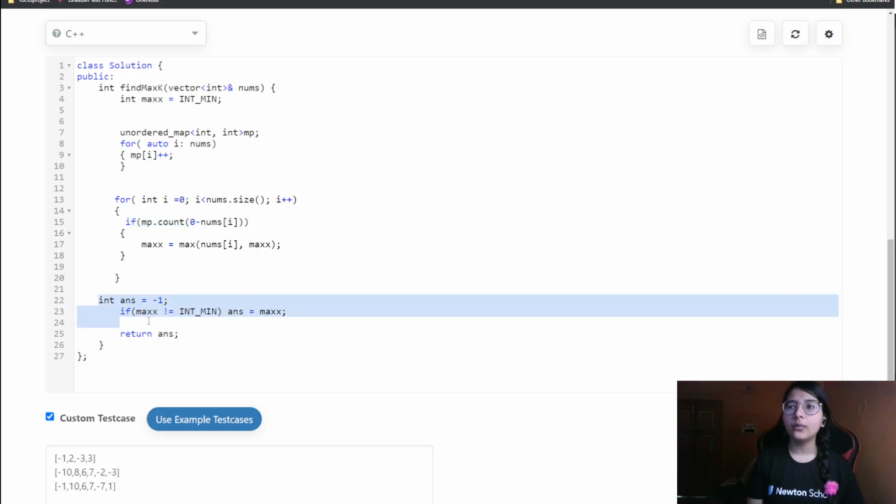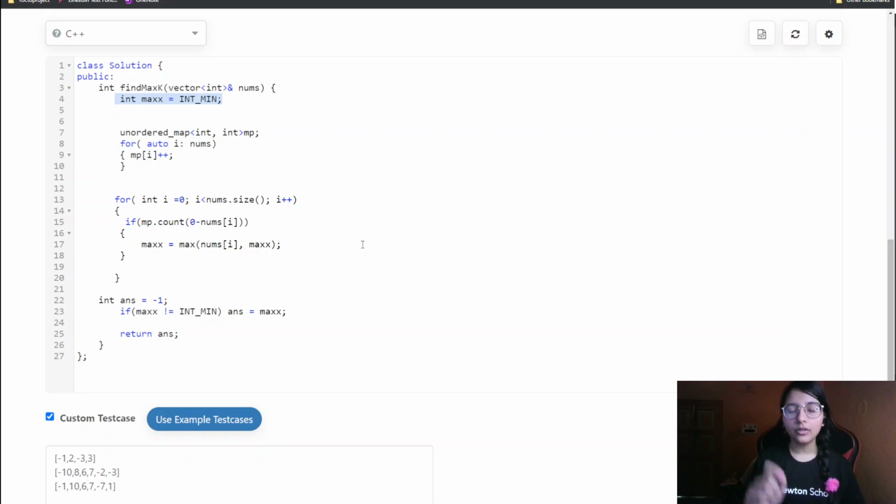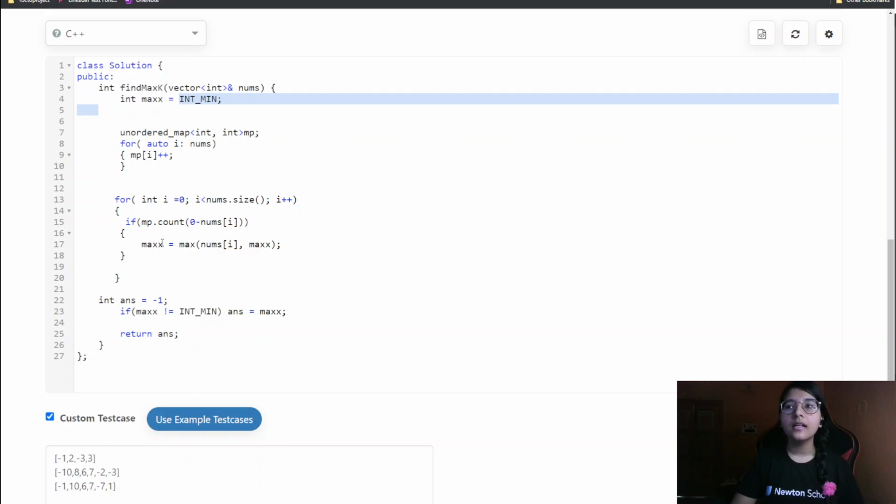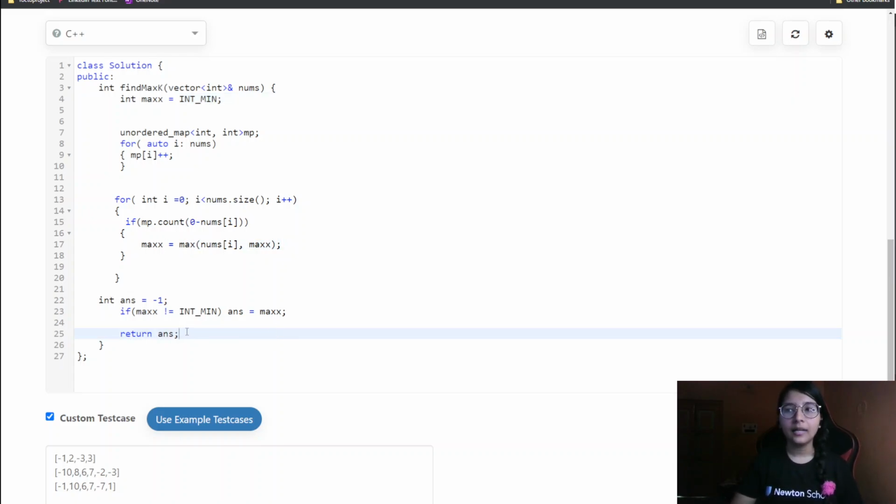And then at the end, how we are doing this is, at the starting I had taken it as int min only, because there are some cases where we are not able to get an answer. There we are required to return -1. So that's why I've initialized my answer as -1. And I'm checking that if my max is not equal to int min, then in that context I'm updating my answer, else I will be returning -1 only. So this is why I've taken int min here, so that if in the scenario max is not updated, we will return -1 as it is.